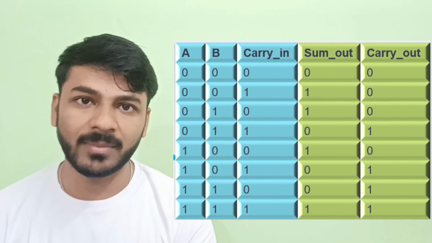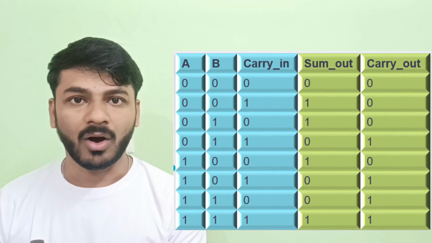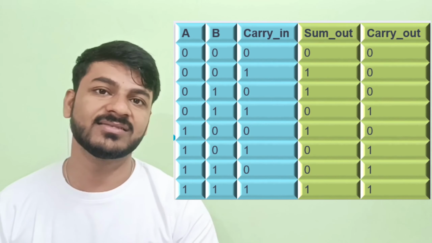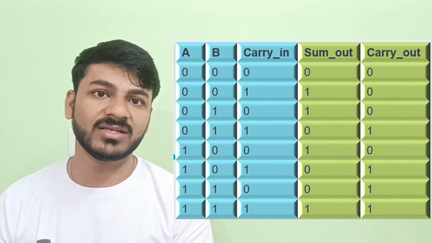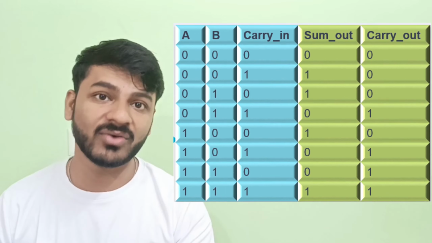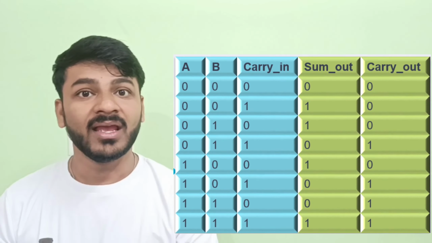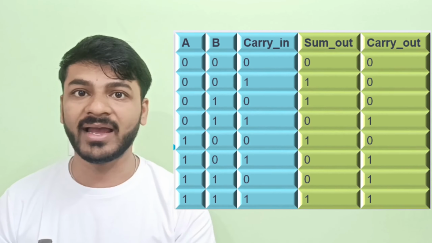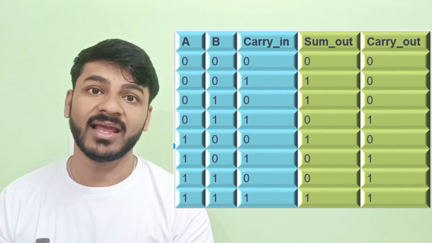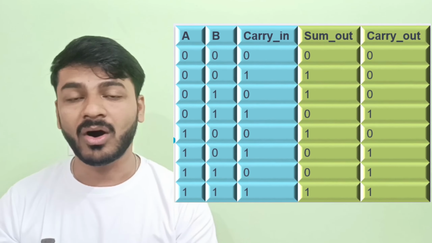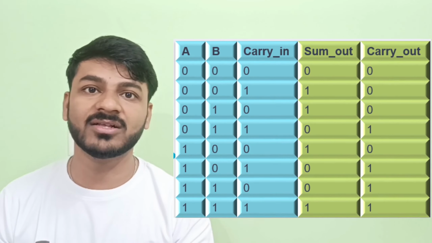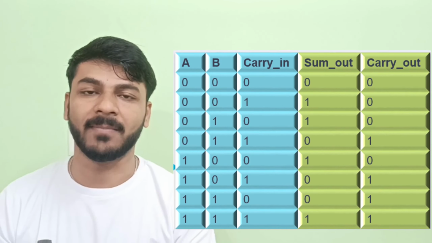Based on the Boolean expressions of sum out and carry out, the truth table also says that if all three inputs are low, then sum out and carry out are low. If any one input from these three inputs is high, then sum out is high and carry out is low. If any two inputs are high from the three inputs, then sum out is low and carry out is high. If all three inputs are high, then sum out is also high and carry out is also high.